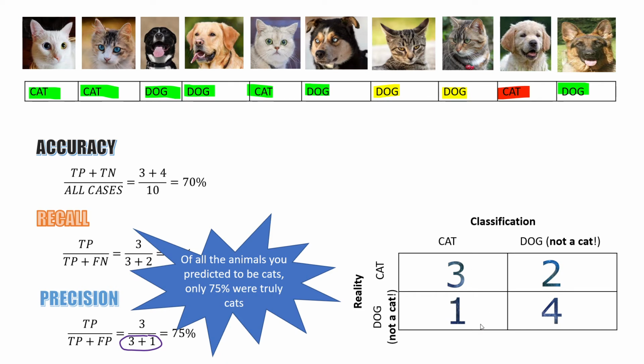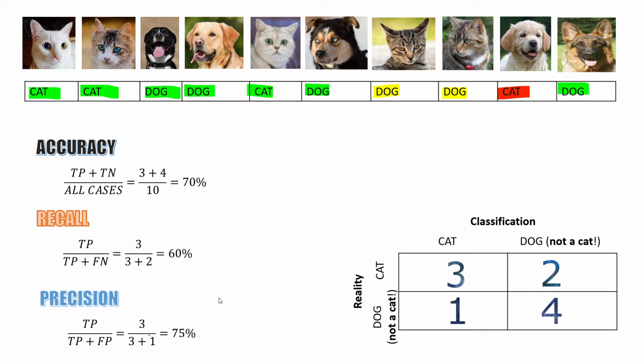There are 4 instances where the algorithm has predicted the animal to be cat, right? Out of those 4 instances, only 3 instances are true. Only 3 instances are correct. In other words, of all the animals you predicted to be cats, only 75% were truly cats. That is what the precision is talking about.